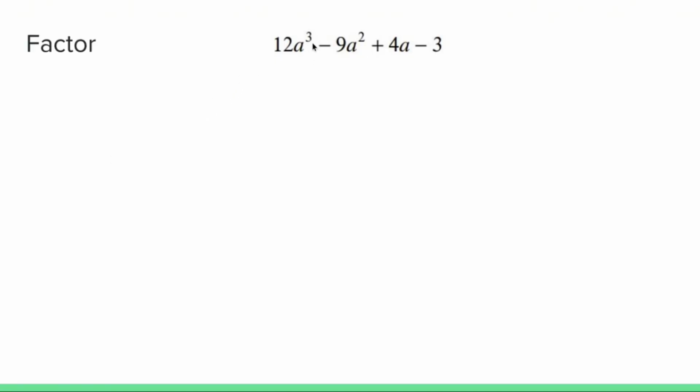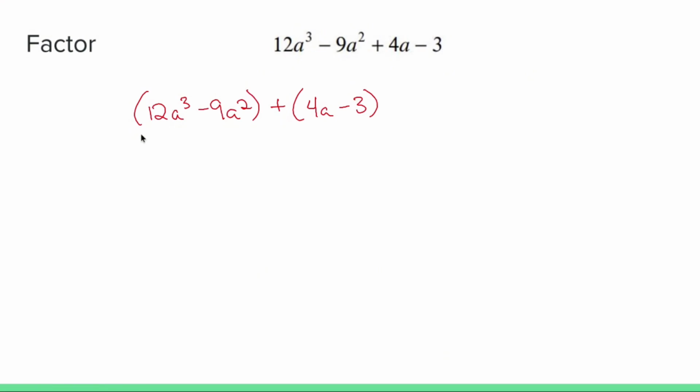Factor 12a cubed minus 9a squared plus 4a minus 3. We are going to factor this by grouping. What we're going to do is group the first two terms in parentheses, like so. Make sure there's a plus sign in between, and group the last two terms in parentheses, like so.